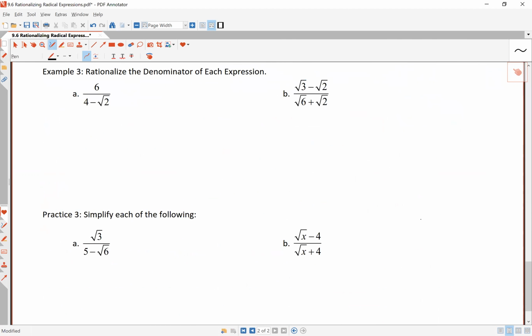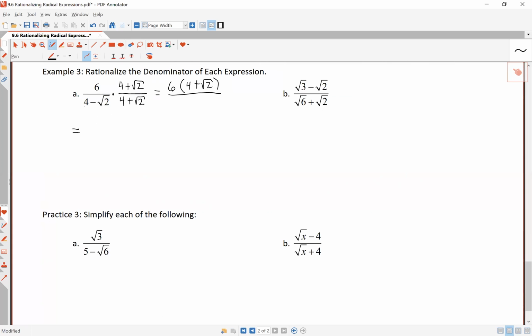So if our denominator contains a 4 minus square root of 2, to rationalize this denominator, I'll have to multiply it top and bottom by something that will free up the radical in the denominator. And in order to free up the radical in the denominator with the 4 minus rad 2, I multiply by its conjugate, 4 plus rad 2. I put it in the bottom, and I also put it in the top. The numerator is going to be 6 times 4 plus square root of 2.